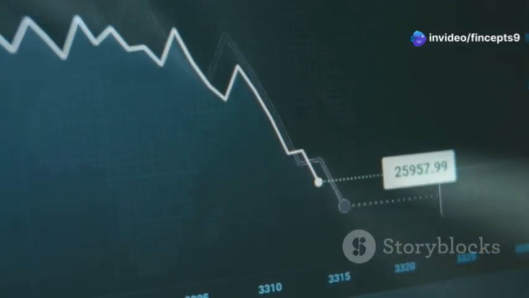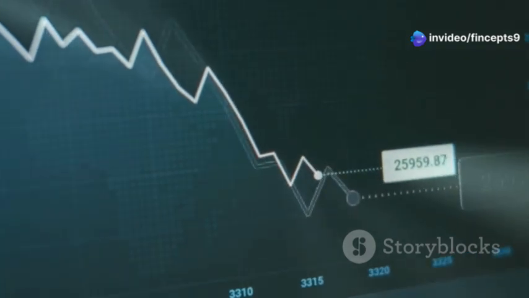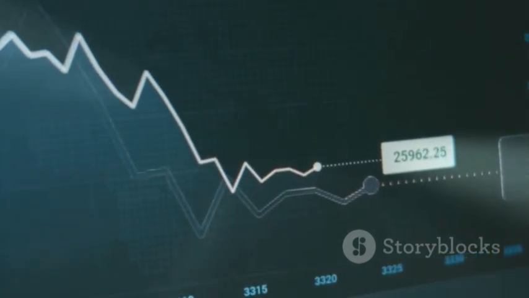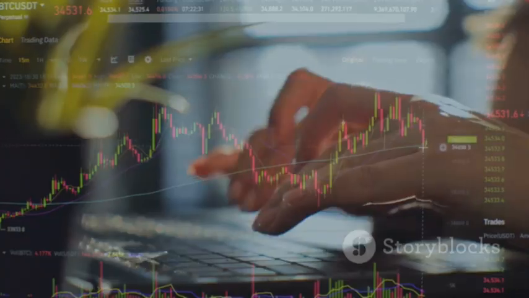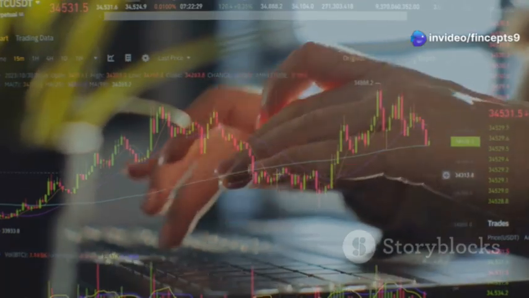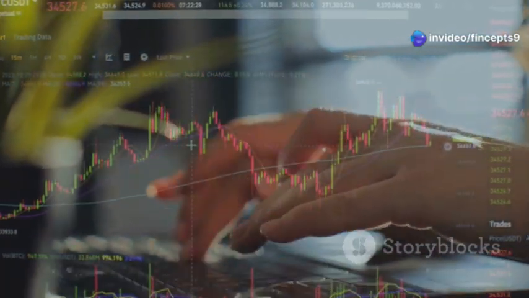But a low PS with flat or falling revenue? This could be a red flag, indicating that the company is struggling to grow its sales, which might be a sign of deeper issues. It might be cheap for a reason. Always investigate why a company has a low PS ratio before making any investment decisions.